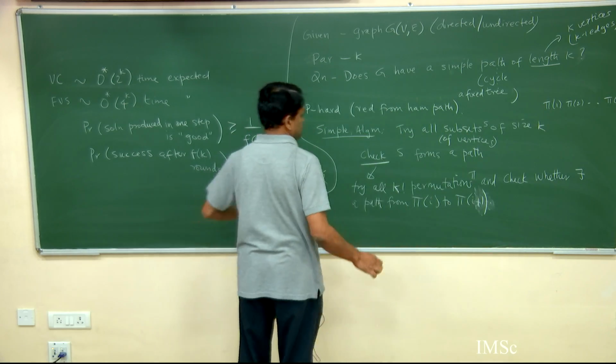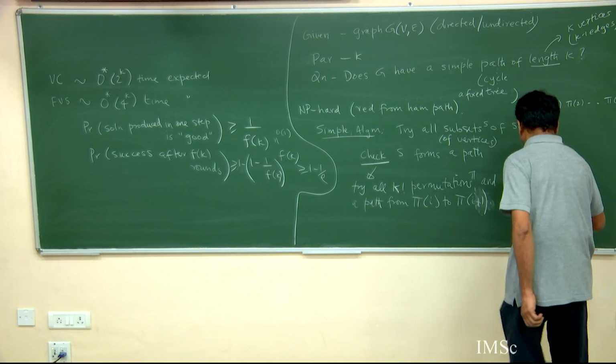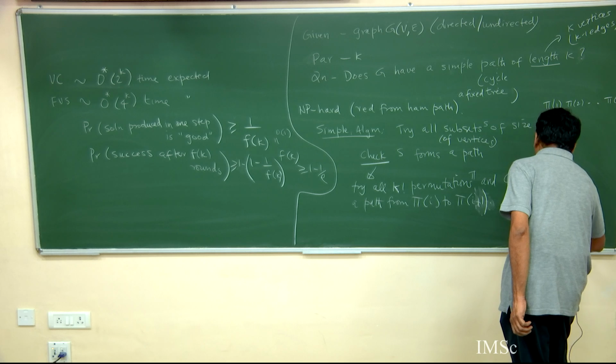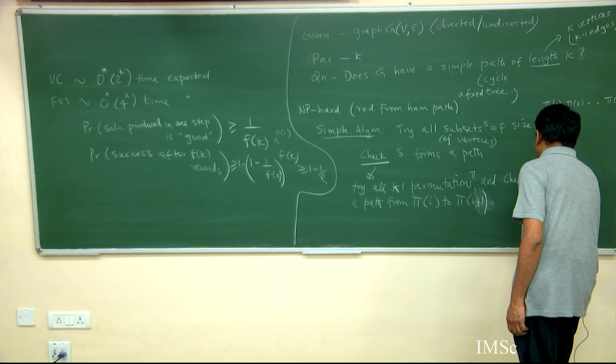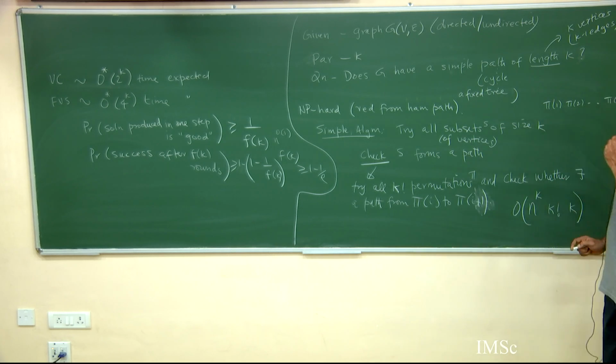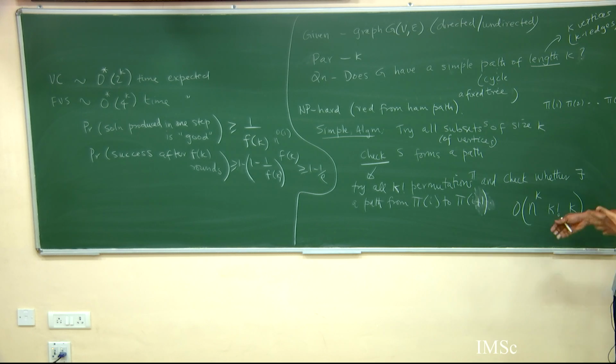So, how much time does this take? This is like an n choose k times k factorial times some k. I mean, it's usually a good sanity check to see whether at least you can get this algorithm. Such an algorithm, if you have a problem which belongs to this, then this class is called XP, where you have an n to the f of k algorithm.